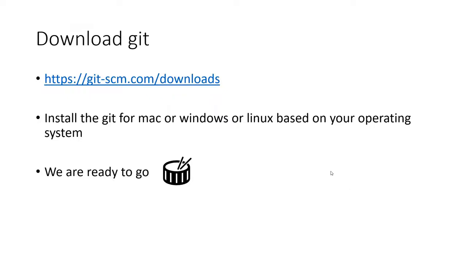Now that we have seen how to download Git in the previous lecture, this is just to show you again. So we had this URL. I'll put that in the description again. You're going to install it for your Mac, Windows or Linux based upon your operating system. And we are ready to go. Let's start our first GitHub.